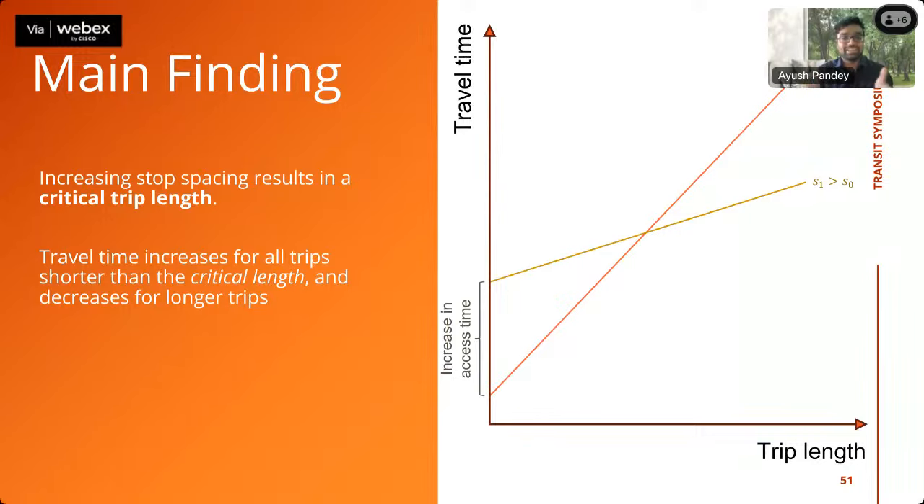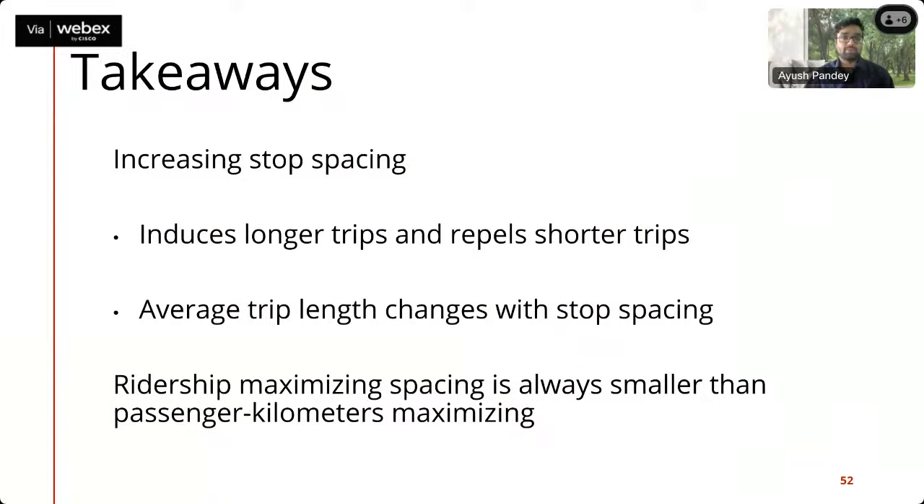That means that there's some critical trip length. And anytime you make a trip shorter than the critical trip length, this increase in stop spacing is bad for you. But if you're making long trips, this increase in stop spacing is going to decrease your total travel time. And so any trip longer than the critical trip length is favored by longer spacings. So increasing stop spacing as a result is inducing longer trips, and it starts repelling shorter trips. So that would mean if you increase the average stop spacing in your system, the average trip length would also start changing with the stop spacing.